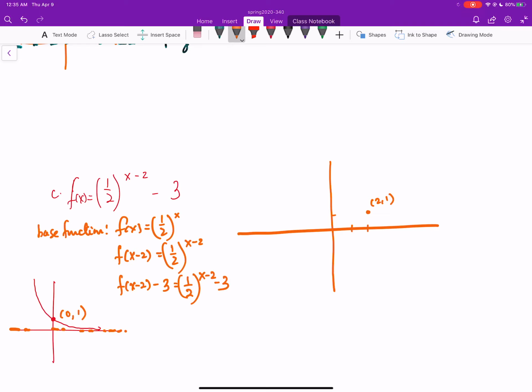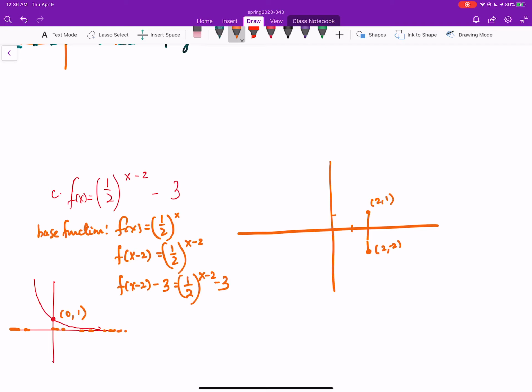And then what am I doing? I am also moving down by 3. So I'll end up at 1, 2, 3. I'm going to be right here, which is going to be 2, -2. All right, so that point moved from there to there, from 0, 1 to 2, 1 with the horizontal shift, and then down with the vertical shift. So that final point is going to be at 2, -2.